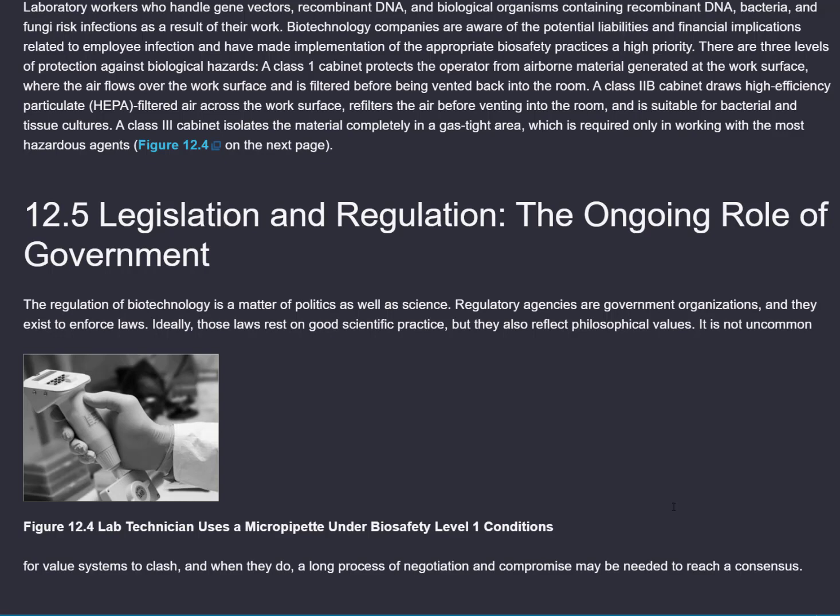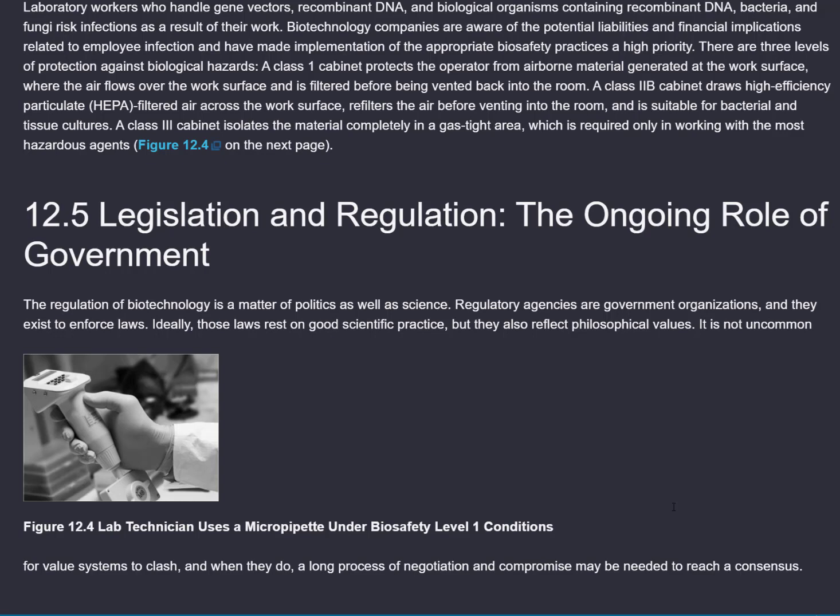There are 3 levels of protection against biological hazards. A Class 1 cabinet protects the operator from airborne material generated at the work surface, where the air flows over the work surface and is filtered before being vented back into the room. A Class IIB cabinet draws high-efficiency particulate (HEPA) filtered air across the work surface, refilters the air before venting into the room, and is suitable for bacterial and tissue cultures.